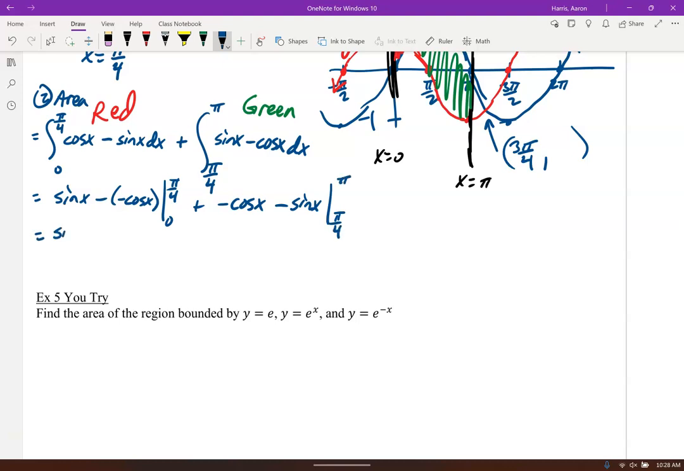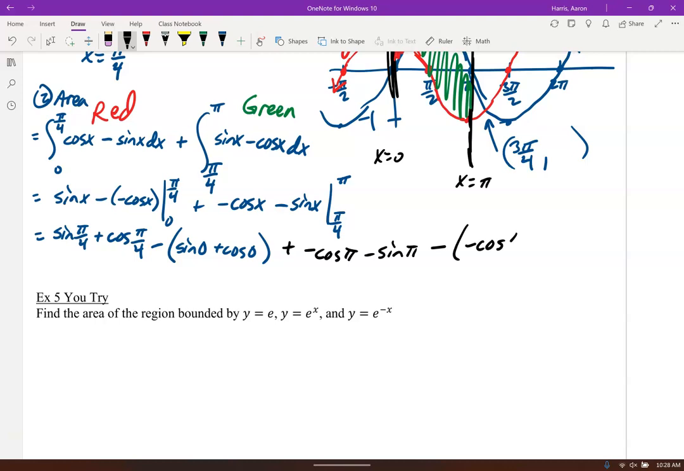So we got sine pi fourths plus cosine pi fourths minus, now we're going to throw in 0. Sine 0 plus cosine 0. Now let me come over here, plus, now I'm going to throw in negative cosine pi minus sine pi minus negative cosine pi fourths minus sine pi fourths. And so we've got sine of pi fourths, root 2 over 2, find the cosine of pi fourths, minus sine of 0 is 0, cosine of 0 is 1.